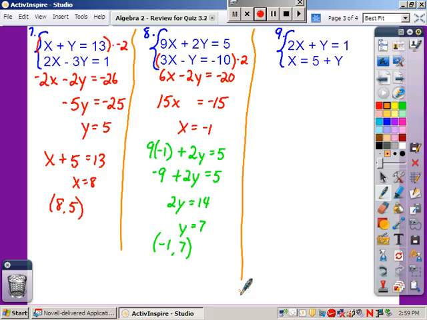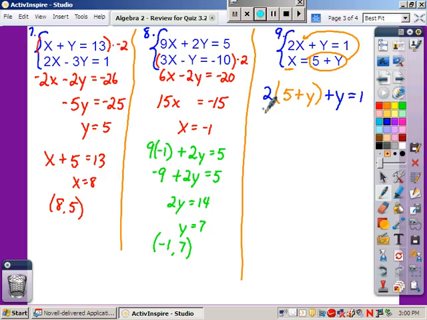Almost done. Okay, number 9, if you're looking at it, we don't have the x's, y's, and numbers lined up like we did in the other problems. In fact, I've got an x by itself. To me, this says substitution. So I'm going to take 5 plus y and put it where x was in the other one. So what I really have is 2 times (5 plus y), and then another plus y again. I'm recopying the equation. Plus y equals 1.